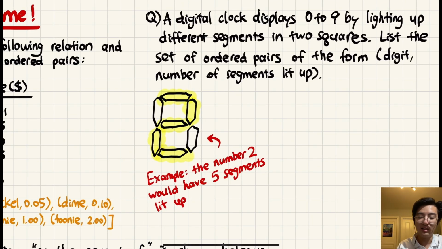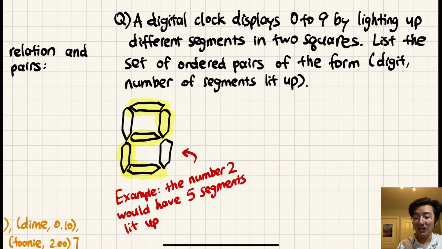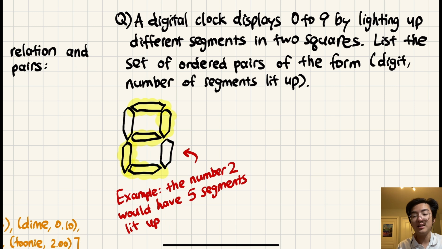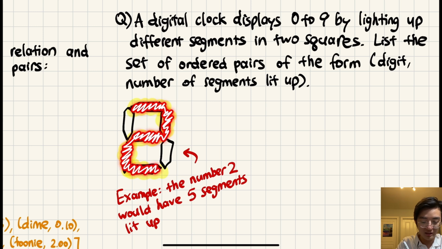Okay, here's the next one. A digital clock displays the digits 0 to 9 with 2 different squares. You can see it as like an 8 shape. And by lighting up different segments of the squares, we can represent every single number from 0 to 9. As this example shows, in order to represent the number 2, it will light up this part, this part, this part, this part, and this part.